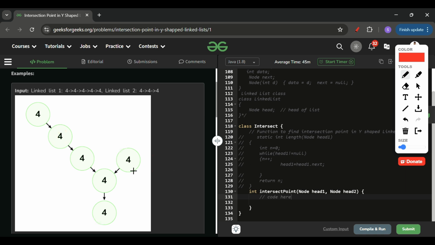Okay, I will move on. I will again check this 4. Is this equal to any of this linked list? No. Okay, I will again move forward. Is this equal to any node of the linked list? Yes. So I will simply return 4. That is it, guys.